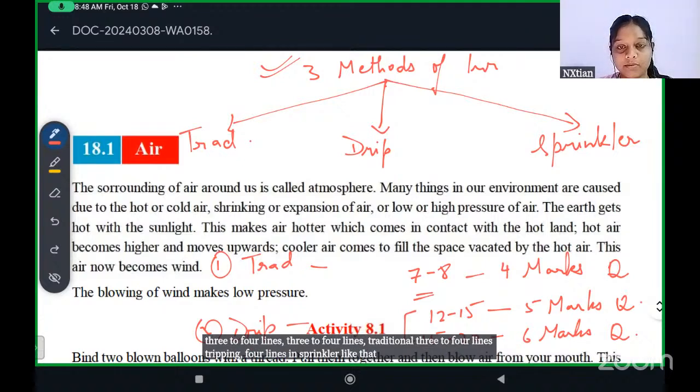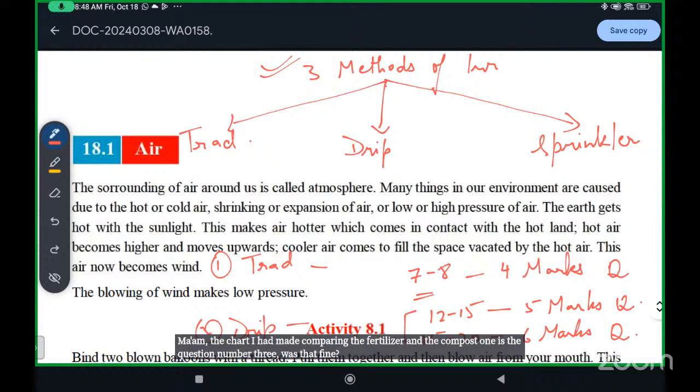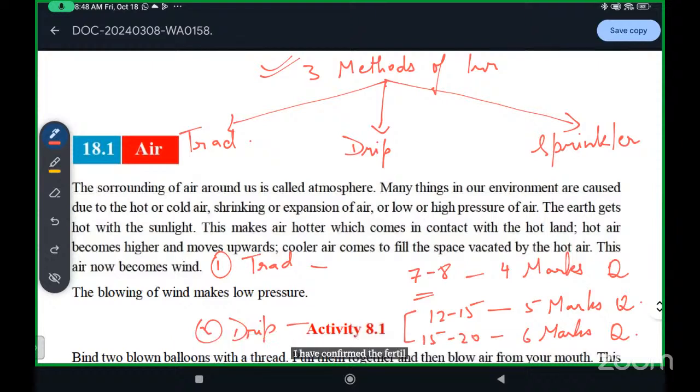Ma'am, the chart I had made comparing the fertilizer and the compost, that's question number 3. Was that fine? Let me open and see it. Yes, it was fine. But the points were a little short. But you explained it above, so I considered it.